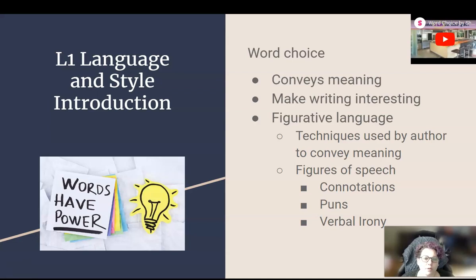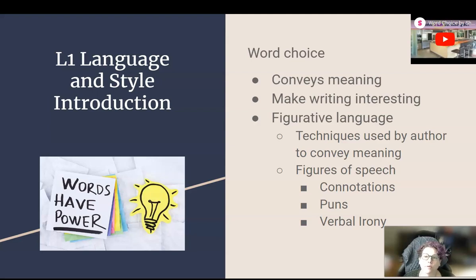In Unit 6, we are going to start learning about language and style. So this is the introductory lesson. This unit really focuses on word choice and techniques that authors use to convey meaning.